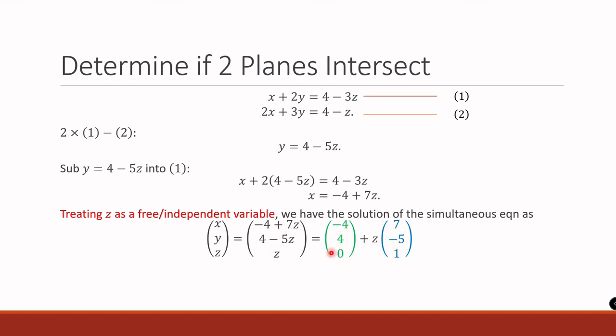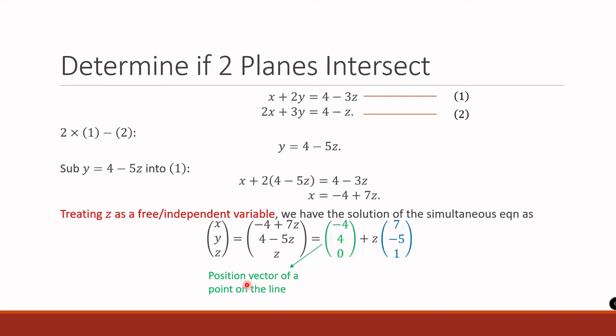The green vector will be kind of the constant, right, without z. The blue vector is those with z. Okay, I factorize out the z, so it looks like this. Do you see that? 7z, minus 5z, and z. And if you recall, this is actually the equation of a line now.